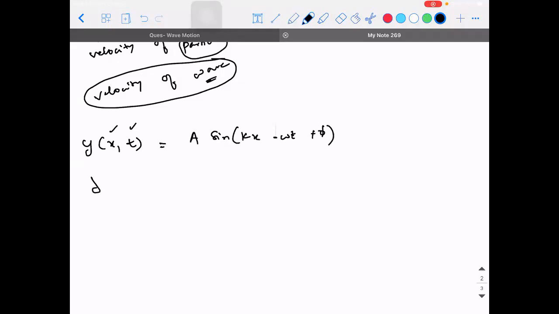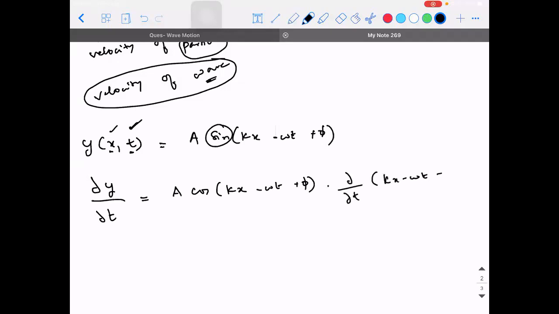It is written as dou y by dou t. Dou is also a Greek alphabet. If I do dou y by dou t, how many variables are there? x and t, no? Means t is treated as a variable, x is treated as a constant. Now tell me what will be the answer. A times, what is the derivative of sine? It is cos of kx minus omega t plus phi, into, we need to perform chain rule, dou by dou t of kx minus omega t plus phi.